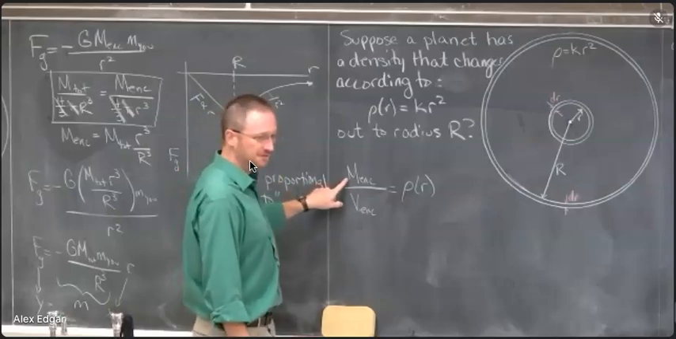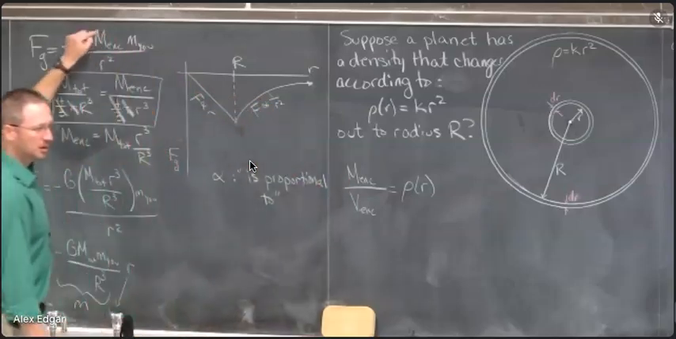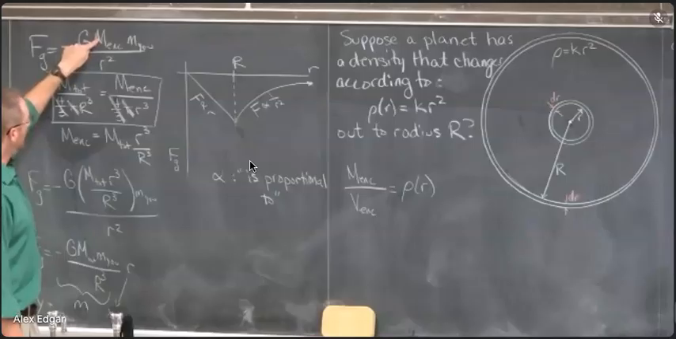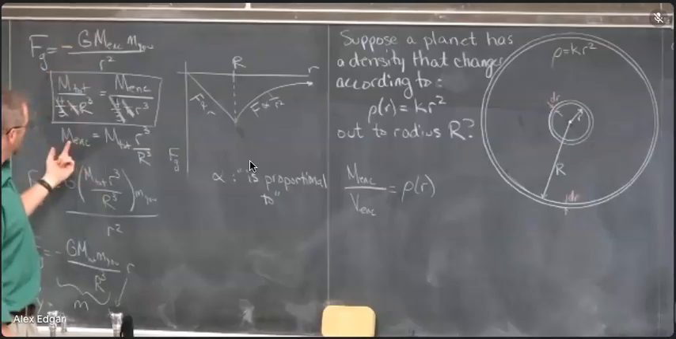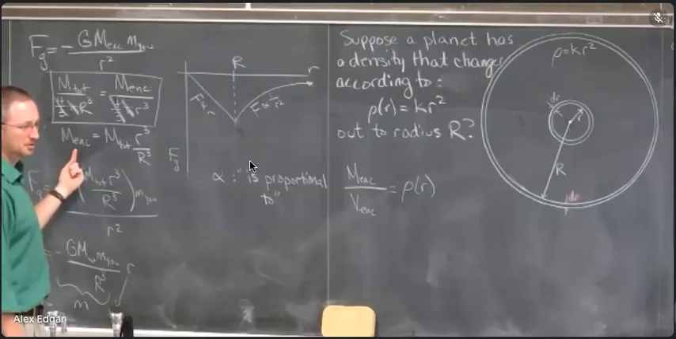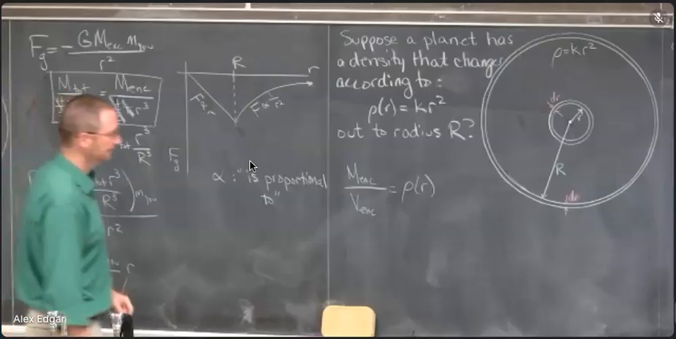Now, in order to find the mass enclosed, remember over here, I started with this equation, and I wanted to get rid of mass enclosed and replace it by stuff that I know. And I did that by setting up my ratio here. Now, I'm not going to be able to set up a ratio. What I'm going to have to do is set it equal to the function.